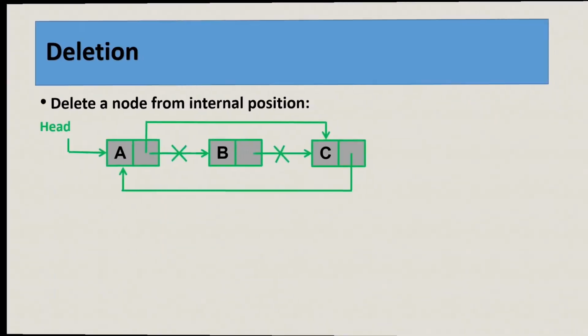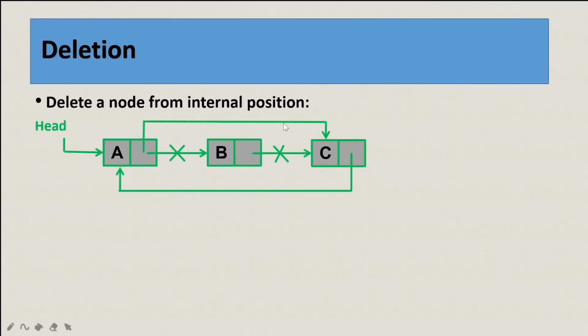Then let's see how we can delete a node from an internal position. So this is node B in an internal position, and we want to delete node B. To delete this node, first of all we have to link node A with node C. So to link node A with node C, we have to give the address of node C into the next pointer of node A. Then this link will be cancelled out. We will delete node B. Then this link will also be cancelled out. So in this way we can delete a node from an internal position.